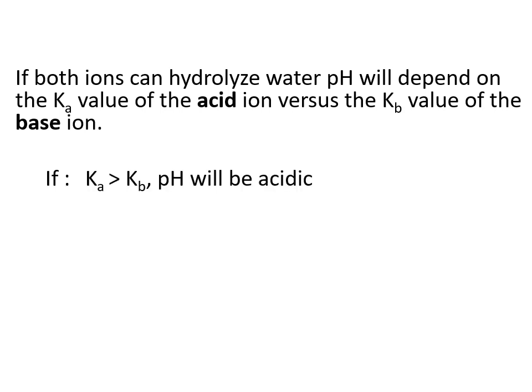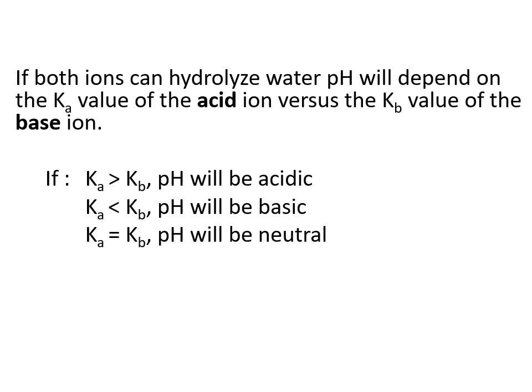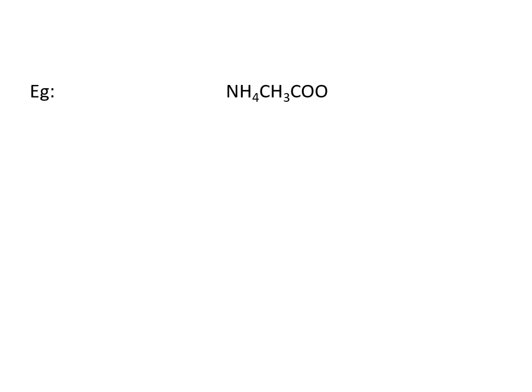If the Ka of the acid is greater than the Kb of the base, then the acid's better at being an acid than the base is at being a base. Therefore, the solution will be acidic. If the base is better than the acid, it'll be basic. And if they happen to work out to be exactly equal, then the solution will still be neutral, even though there is hydrolyzation happening.